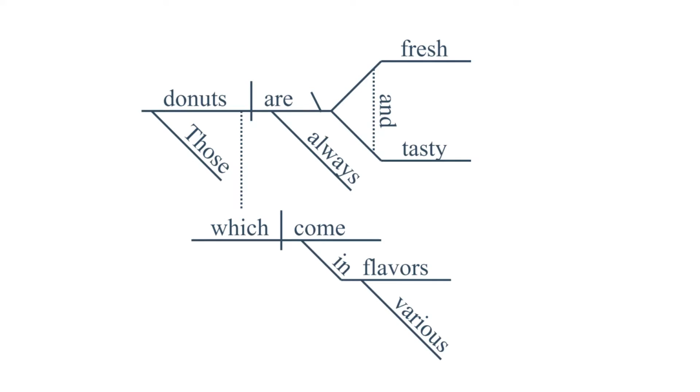In this case, we have an adjective clause because we have a clause, which is something that contains a subject and verb, as part of a phrase that is functioning or is doing the work of an adjective. It's answering an adjective question. What kind of donuts? Donuts which come in various flavors. So just like a regular sentence, you will diagram a clause by putting the subject on the left, the verb on the right, and any modifiers in their proper place.